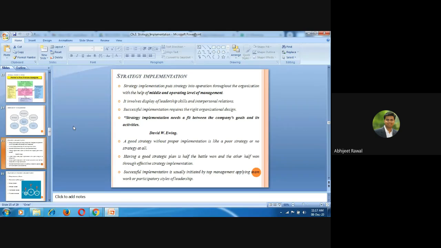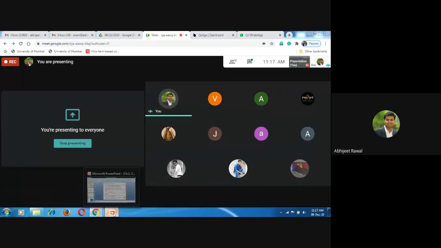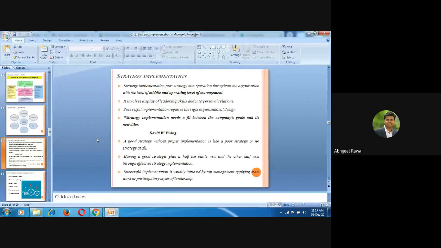So strategy on paper is a good part, but it is very poor if it is not implemented in the market. It is not useful if it is not implemented in the market. So it is important that the organization makes the strategies on paper as well as implements them in the field. Only then can it fulfill the goals and objectives of the organization. Strategy implementation puts strategy into operations throughout the organization with the help of middle and operating level management.